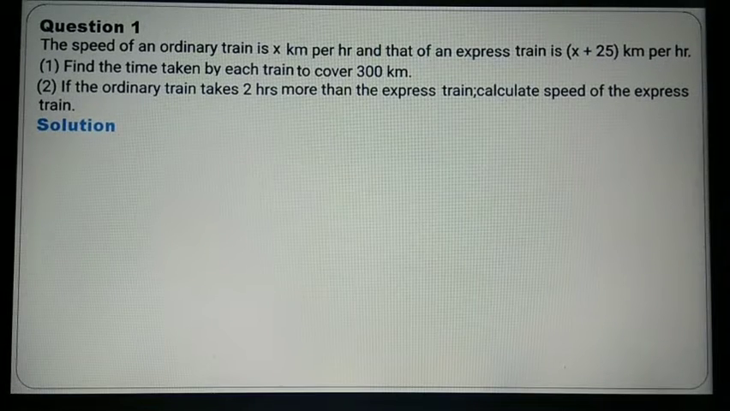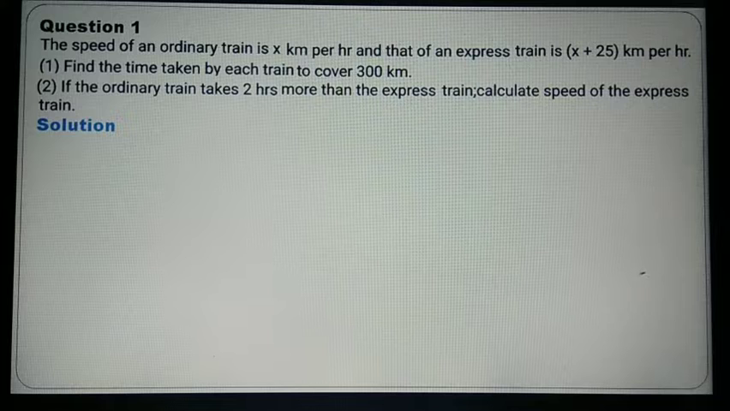The question says the speed of an ordinary train is x kilometer per hour and that of an express is x plus 25 kilometer per hour. You need to find the time taken by each train to cover 300 kilometers. The second question is, if the ordinary train takes 2 hours more than the express train, calculate the speed of the express train. So let's begin with the first question.